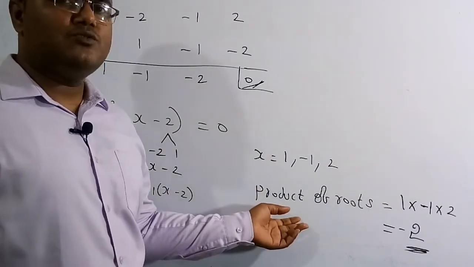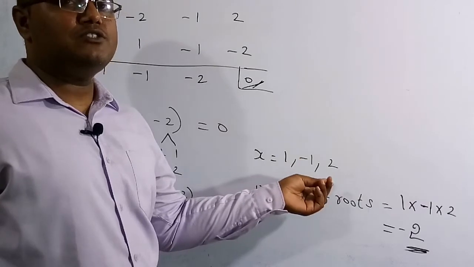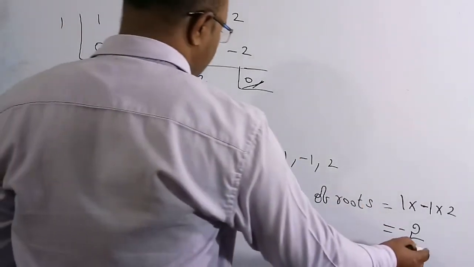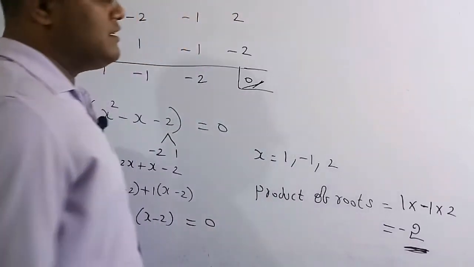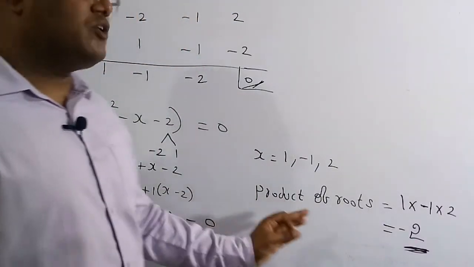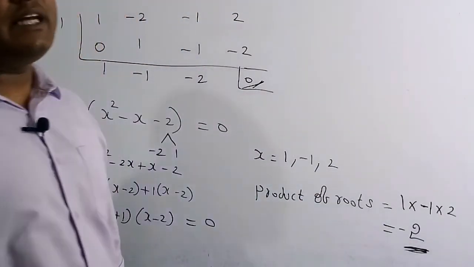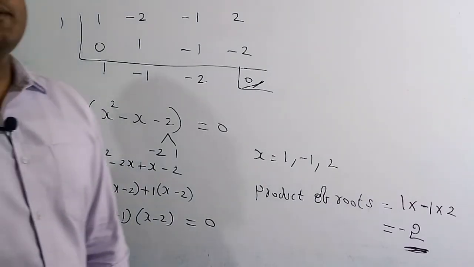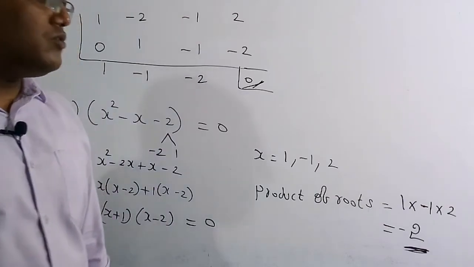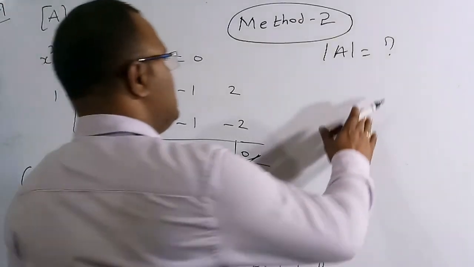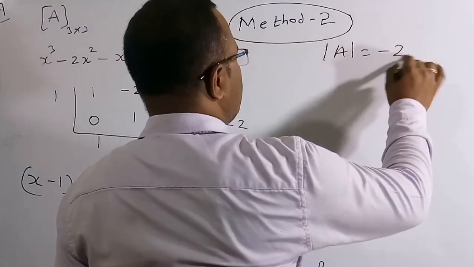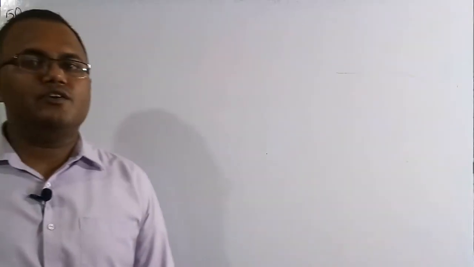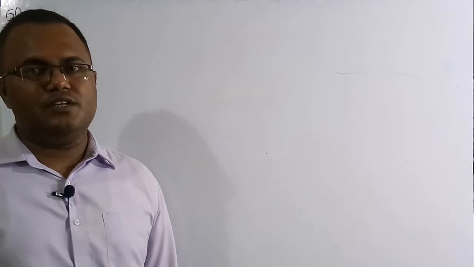The product of the roots is just the product of these 3 roots, which is 1 into minus 1 into 2, which is minus 2. So we can simply say that the product of roots is equal to minus 2. It is called the determinant of a matrix. So the determinant of a matrix is equal to the product of the eigen values, which is equal to minus 2. So minus 2 is the correct solution of this question. You can go for any of the methods, and you are still going to get the same result. Now we are going to solve the last question of this lecture, question number 50.